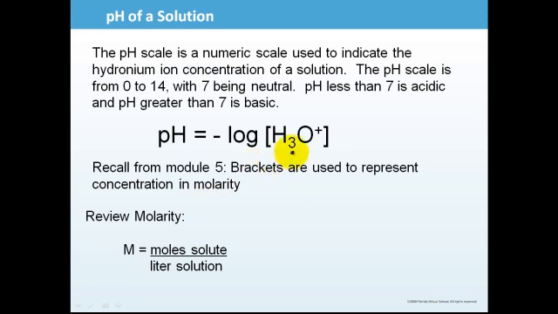Now to get the concentration, again back in Module 5, remember that is moles of solute per liters of solution. So you may have a problem where it says you have so many moles of the acid and you dissolve it in 500 milliliters, what would be the pH? So you'd have to first calculate the molarity, then plug it into this formula to get the pH.